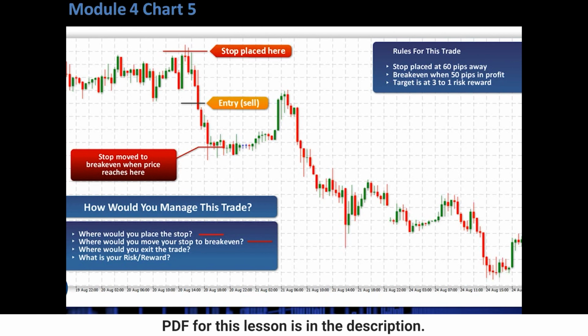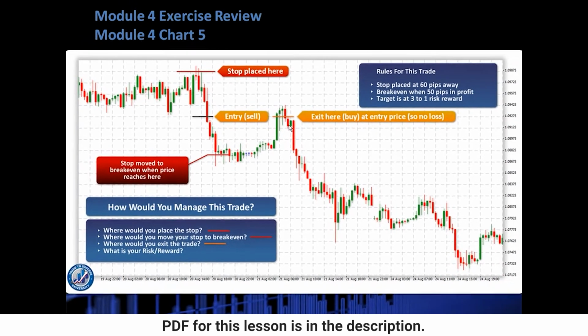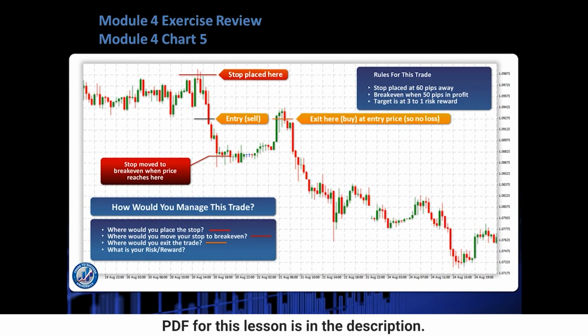Did you answer yes or no? The answer is no. Why? Because we moved our stop down to break even, which is our entry price, when price reached this price right here. What we see is price actually went up and went through our stop level, which is our entry price. So our exit is actually this price right here, which is our entry price. We sold and bought at the same price. So our exit is our entry price.